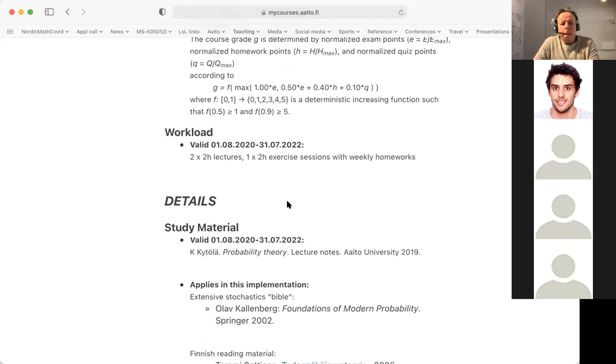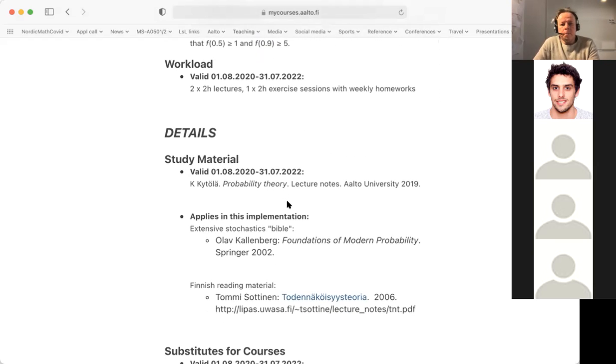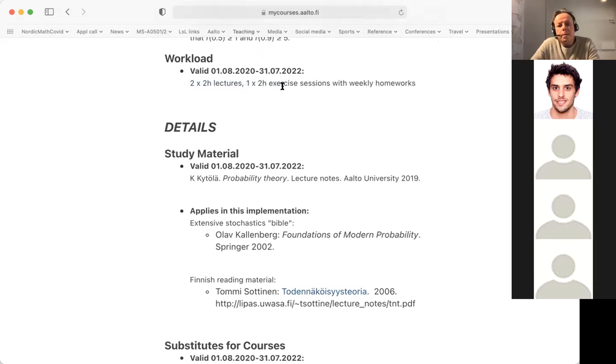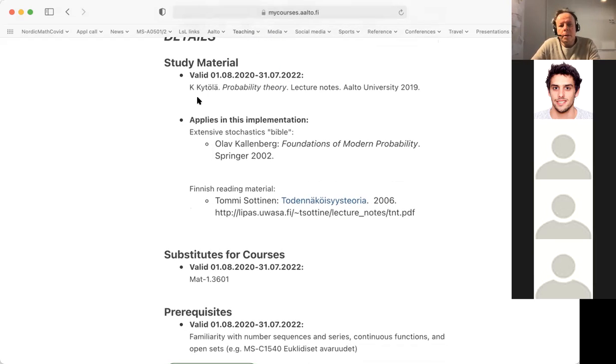Right, the main lecture material is, okay, we have lectures Mondays and Wednesdays, and there's an exercise class on Thursdays. Then the main study material is Kalle Kytölä's lecture notes. It says 19, but Kalle made a tiny update, a few typos corrected during the Christmas break, so it is now 2020. The latest version is online.